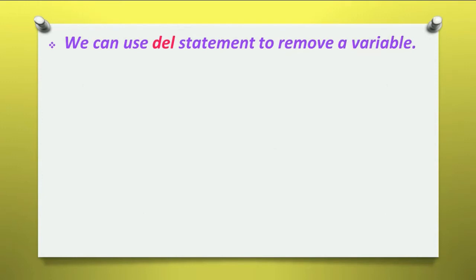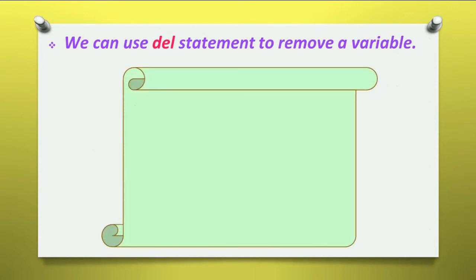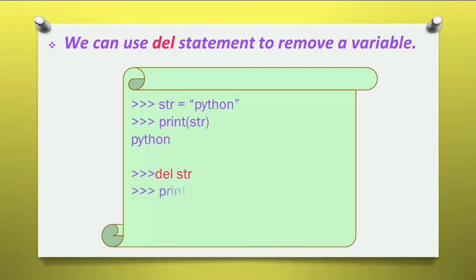We can use the del statement to remove our variable from the memory. How? We can see here now str equal Python. We have created a variable by assigning the value Python to str. Now we see the output. Then we use the statement del str. So that means we have removed that variable from the memory.